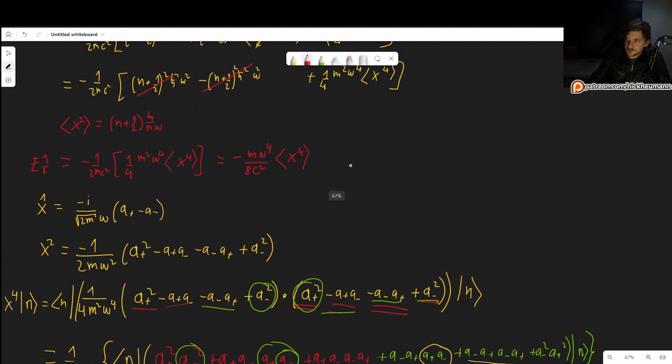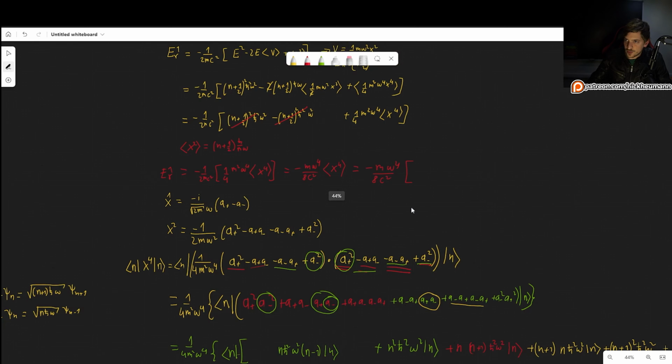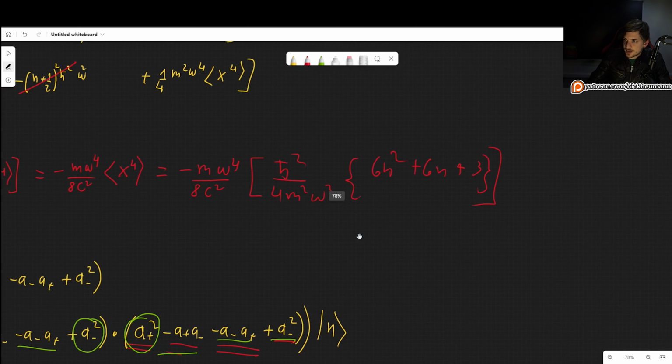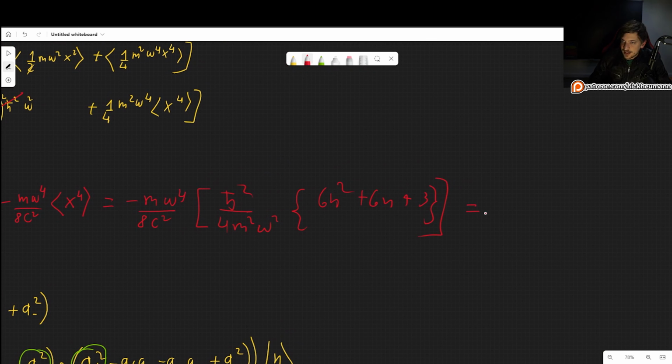So let's plug it in here. So this is minus m omega to the 4th power over 8c squared times, and I already forgot what this was. So this is h bar squared divided by 4m squared omega squared times 6n squared plus 6n plus 3. Okay, so let's see. We can simplify the omegas a little bit. So there's a few things to simplify. So now this is minus m omega squared h bar squared divided by 8 times 4, which is 32. And then we have m squared down here. So I guess that cancels out this m. So we get mc squared. So all right, we took this and this. Okay, and this multiplies 6n squared plus 6n plus 3.